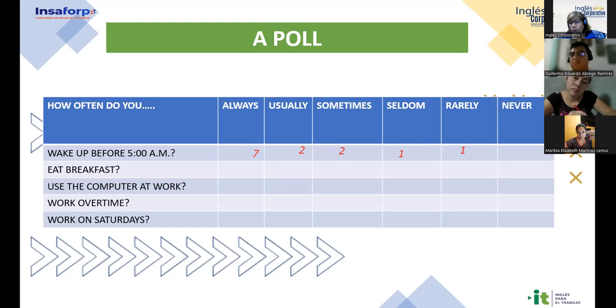Because now we have more people in the class, we are going to do it together in the breakout rooms. We have now only 4 questions. Eat breakfast, use the computer, at work, work overtime, work on Saturday. Do you see how we ask the question to the students, right? Now I'm going to assign a leader in each group. Okay, I'm going to make 3 groups. And you write the number and give me, al final usted me va a dar los datos, el líder que voy a nombrar de cada grupo. Va a hacer la misma pregunta a todos y escribe el número. Okay, al final me da estos datos. Por ejemplo, en la primera pregunta tenemos en always 7. And usually 2. Sometimes 2. Seldom 1. And rarely 1. Okay? Is it clear?